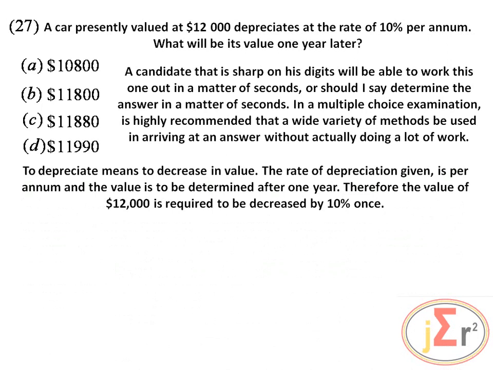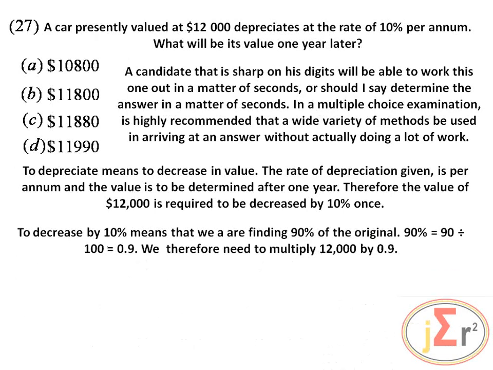Therefore, the value $12,000 is required to be decreased by 10% only once. To decrease by 10% means that we are finding 90% of the original. Of course, the original is 100%. And we are going down by or depreciating by 10%. So going down, we are now at 90%. Therefore, we need to find 90% of the original.